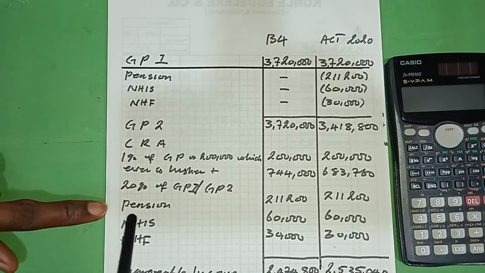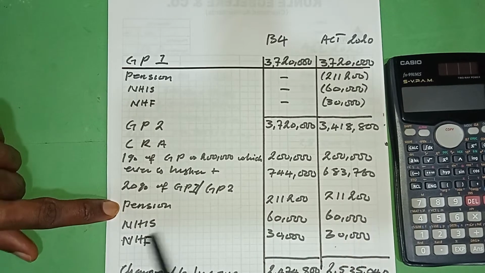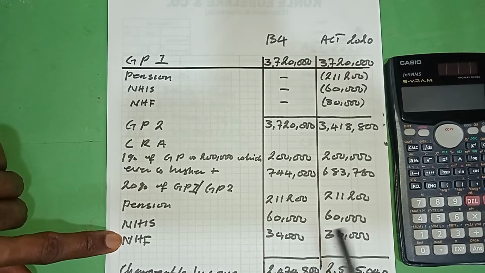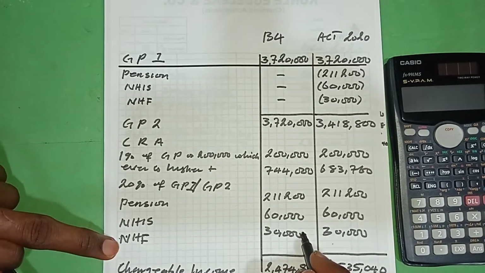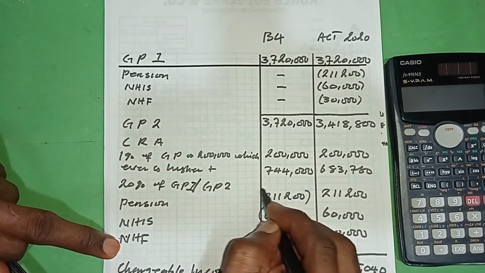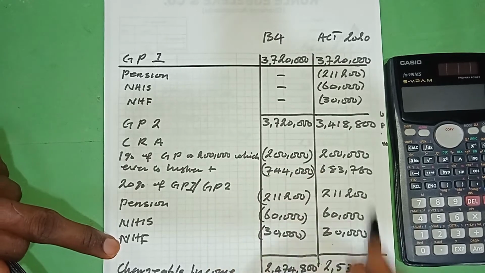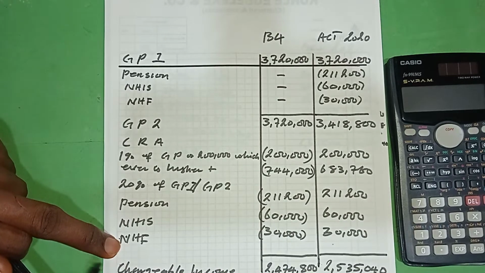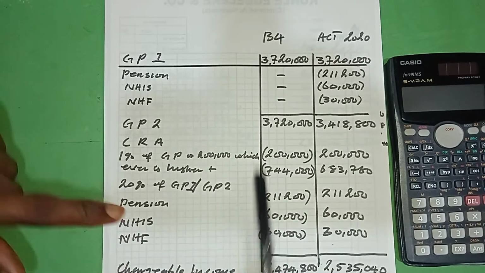That will come down here, we'll apply our normal pension, the same thing. NHIF, the same thing. NHIF, the same thing. Now, this figure here, you sum them together. Sum them together and deduct it from your GP1.